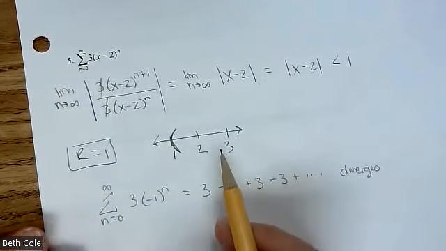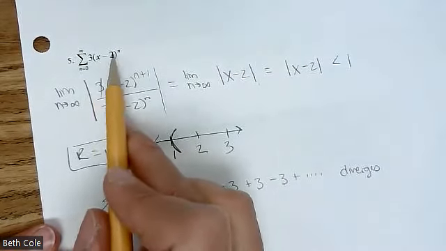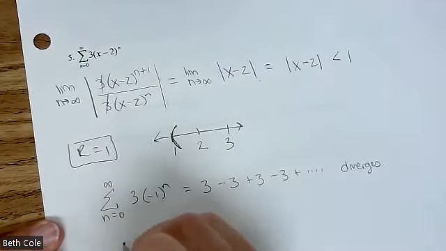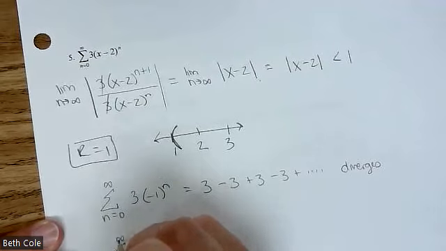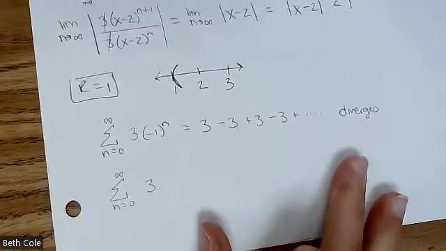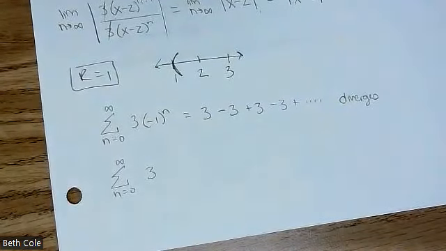All right, and then we're going to try 3. So you're going to go back to the original series, plug in 3. That's just going to look like that, because 3 minus 2 is 1. So you don't really need to write that part.